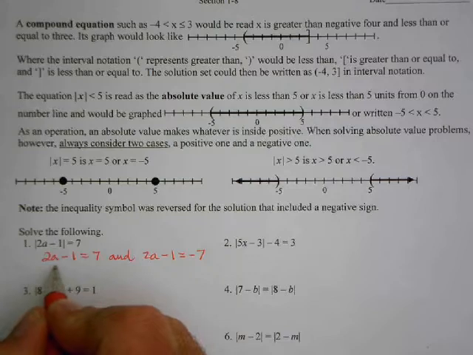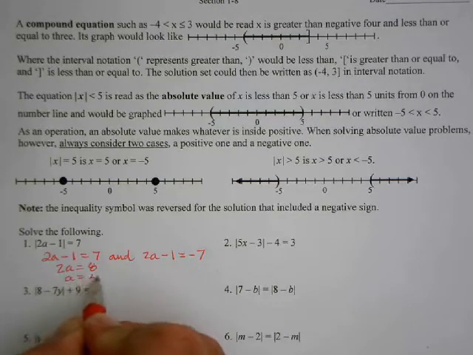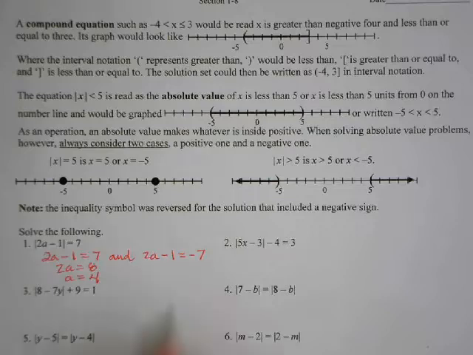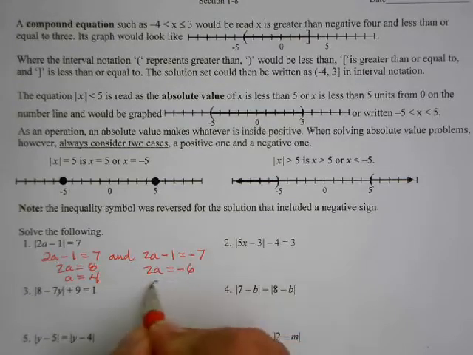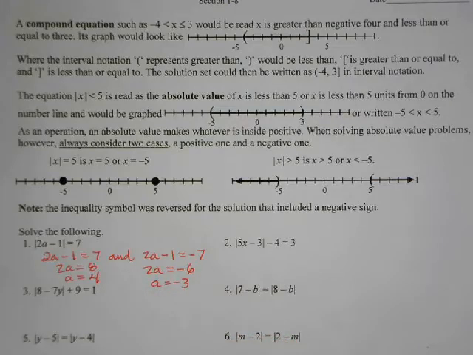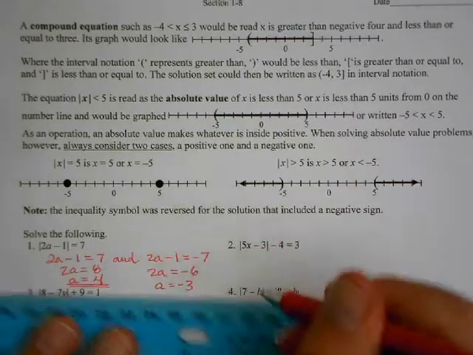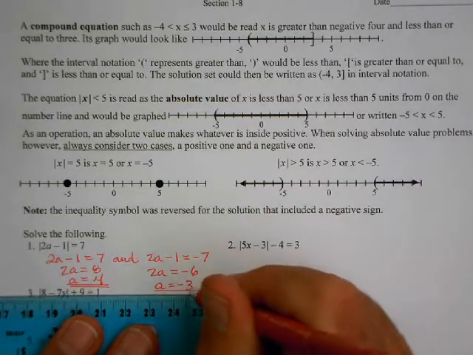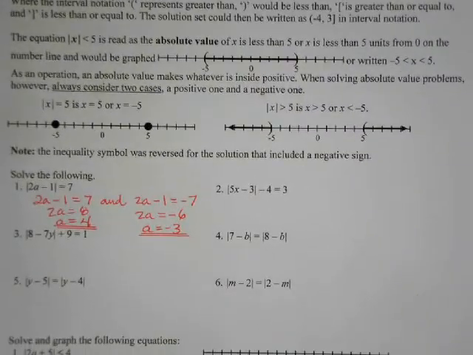So here, go ahead and add 1 to both sides. Divide by 2. And so there is one of our answers. And here, and there is our second answer. So, in general, absolute values will give us two answers. Now, as you'll see, as we progress, they won't always be true, but as a general rule, that's pretty good.